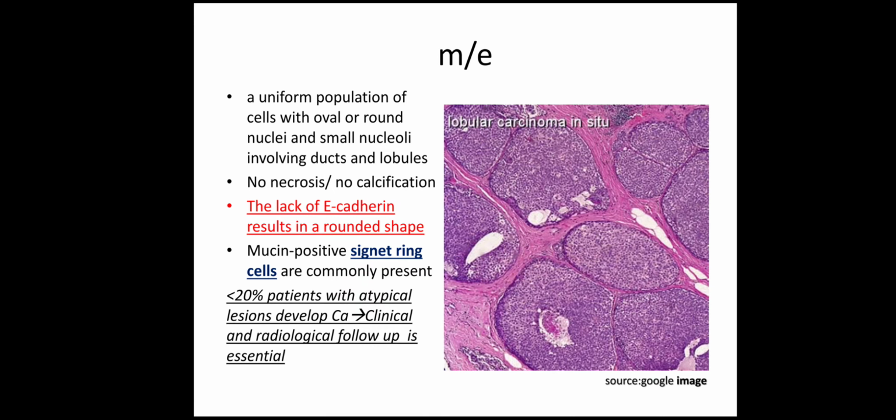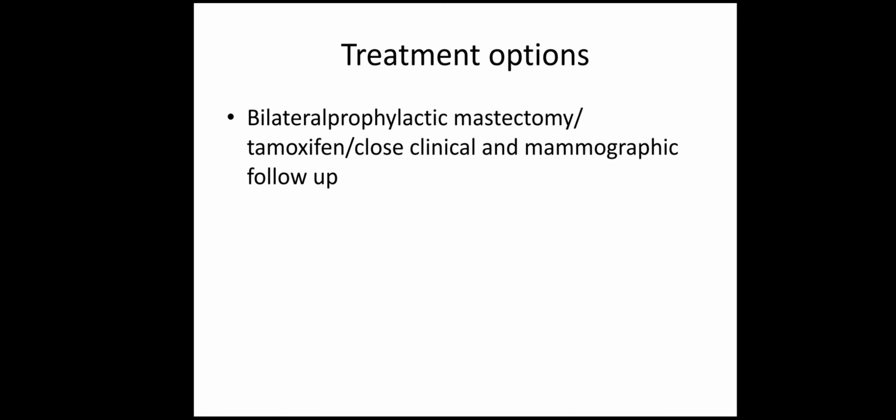Now, the important point to note is that less than 20% of the patients with these atypical lesions develop carcinoma. So clinical and radiological follow-up is essential in these cases. For treatment, the options are bilateral prophylactic mastectomy or tamoxifen can be given, or close clinical and mammographic follow-up can be done, and it depends on the treating surgeon.